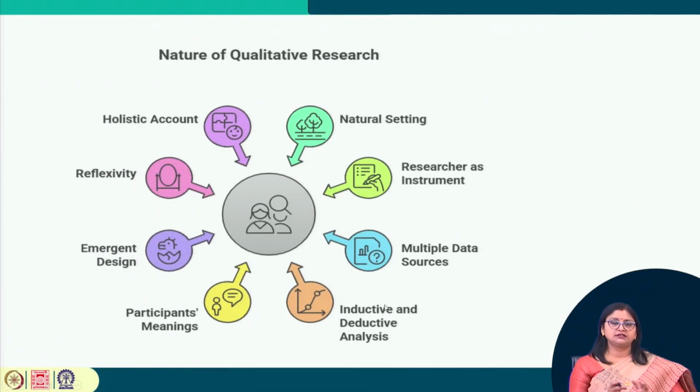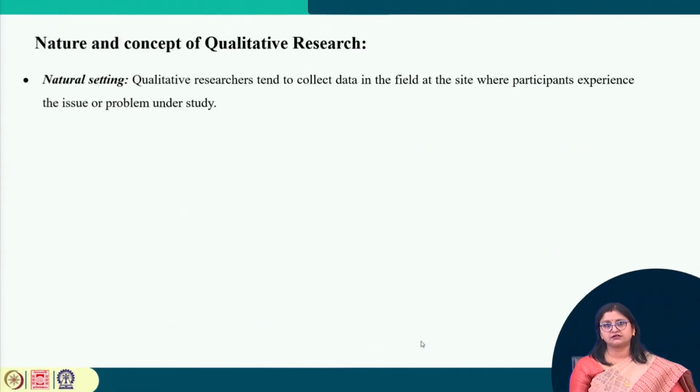They have defined that the nature of qualitative research is that it is conducted in a natural setting. The researcher as the instrument, the researcher is also an important factor of this research. Multiple data sources, inductive and deductive analysis, participant meanings, emergent design, reflexivity is also a very important aspect of qualitative research, and the holistic account of the research. So, let us take one by one the nature and concept of this qualitative research.